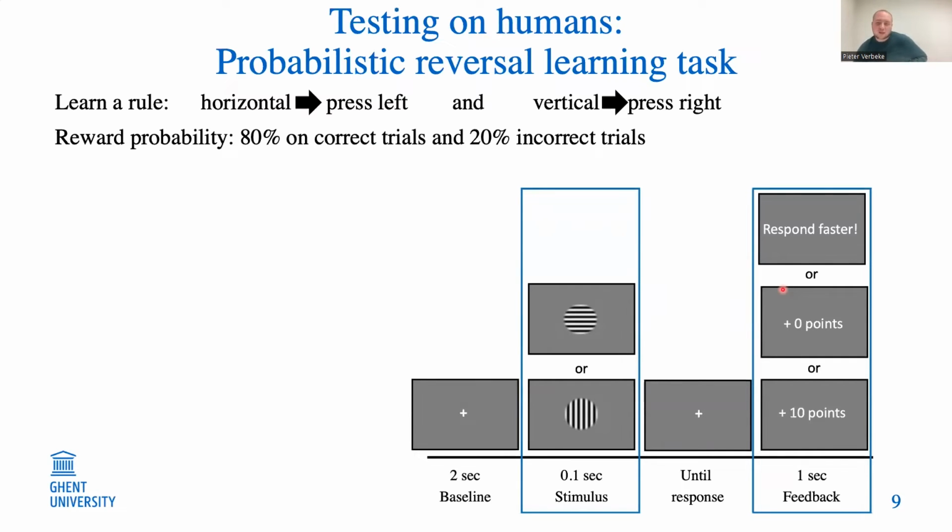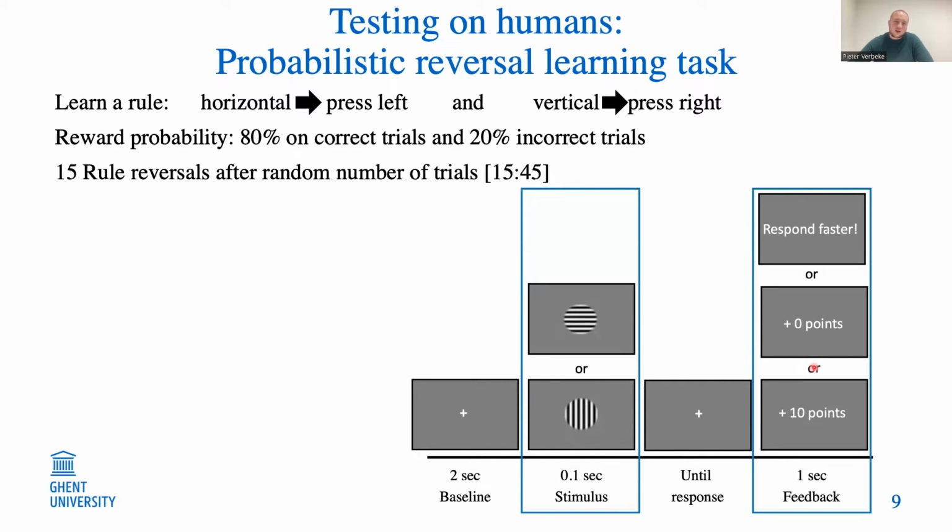Separating tasks into different modules has a computational advantage, but as psychologists, we are interested in whether humans use this modularity. We tested this with a probabilistic reversal learning task. In this task, the participant sees either a horizontal or a vertical grating, and they have to press a button, and then based on feedback, they have to learn a rule. For example, if it's horizontal, press left, and if it's vertical, press right. But crucially, feedback is probabilistic, in the sense that if you are correct, you have an 80% chance of actually getting the 10 points, while if you're incorrect, you also have a 20% chance of getting the 10 points.